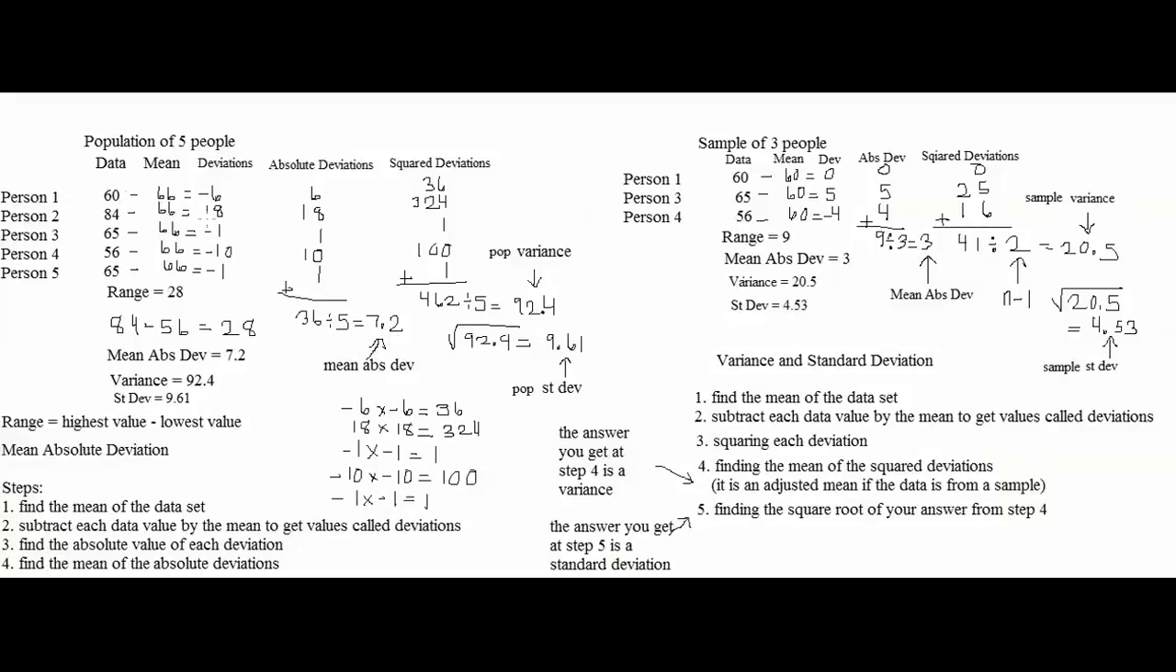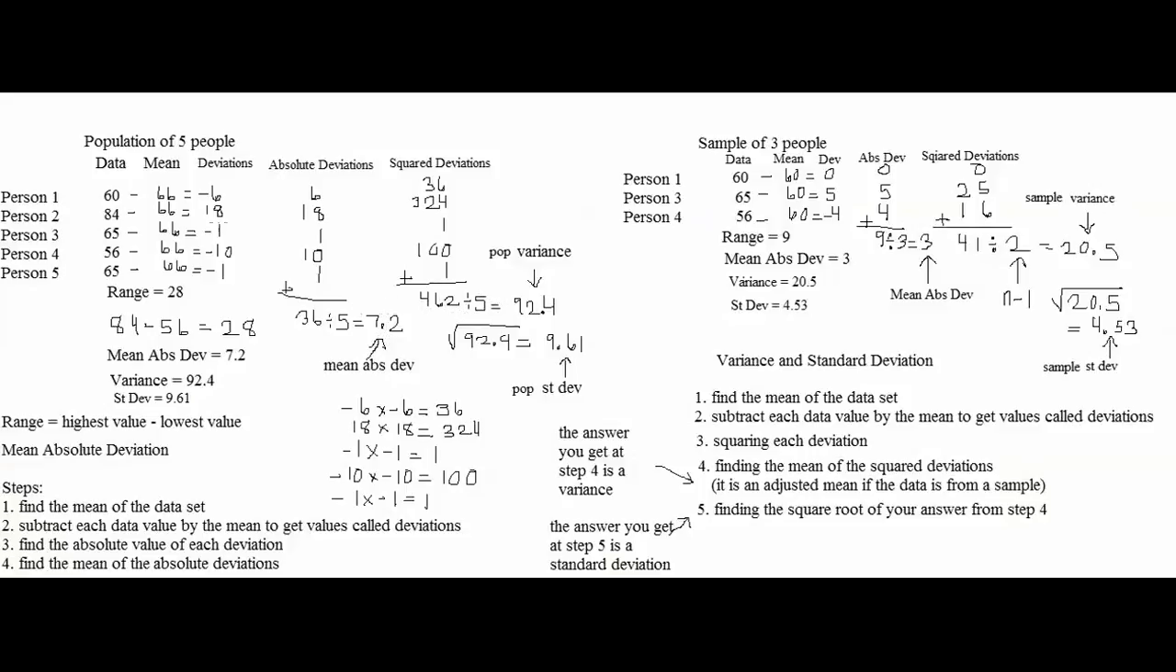So it's really just the mean or the average distance from each data value to the mean. What this mean absolute deviation of 7.2 is saying is that the average distance between each data value and the mean of 66 is 7.2. So the mean absolute deviation literally is the average distance from each data value to the mean. And notice how the standard deviation comes out to a number close to the mean absolute deviation.